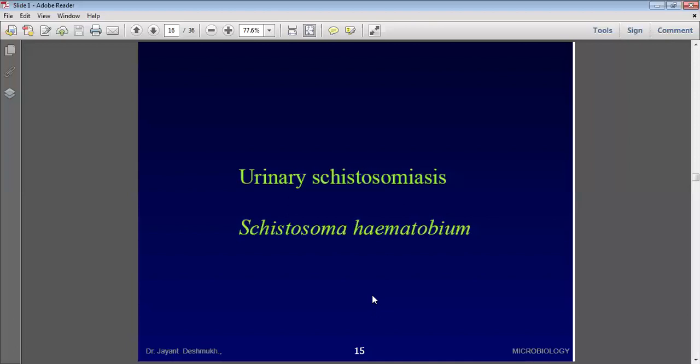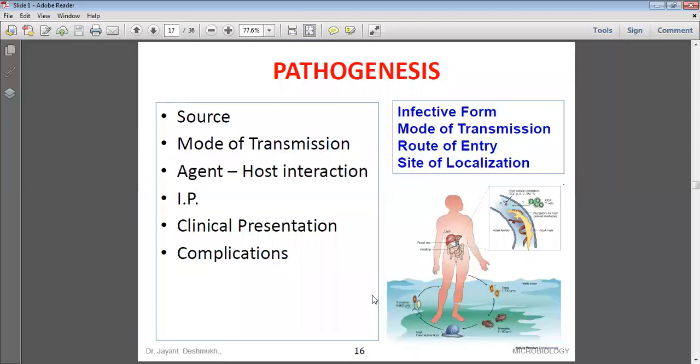Mostly the adult worm does not play an important role in pathogenesis. The most important role in pathogenesis is the egg. So when you write pathogenesis, you write from all the points. This is the mechanism of the clinical presentation. First, you write 4 points. These 4 points are very important.